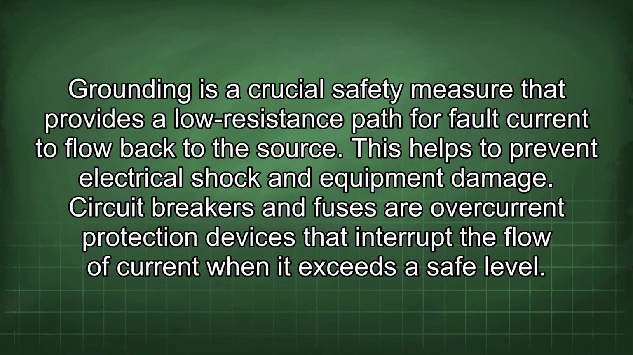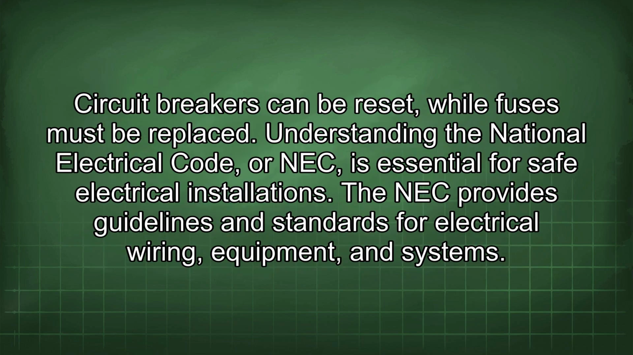Grounding is a crucial safety measure that provides a low resistance path for fault current to flow back to the source. This helps to prevent electrical shock and equipment damage. Circuit breakers and fuses are overcurrent protection devices that interrupt the flow of current when it exceeds a safe level. Circuit breakers can be reset while fuses must be replaced.